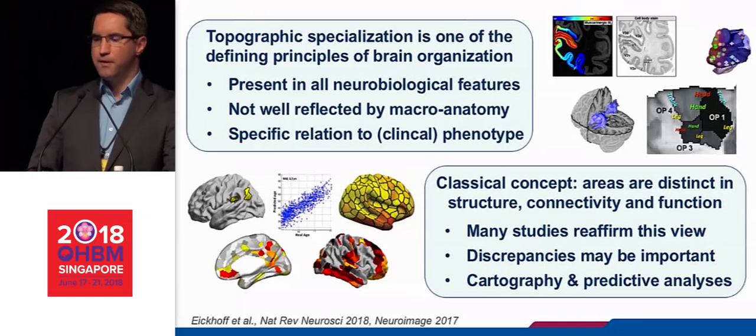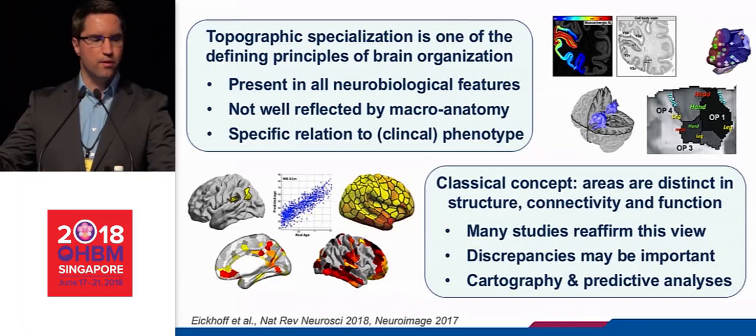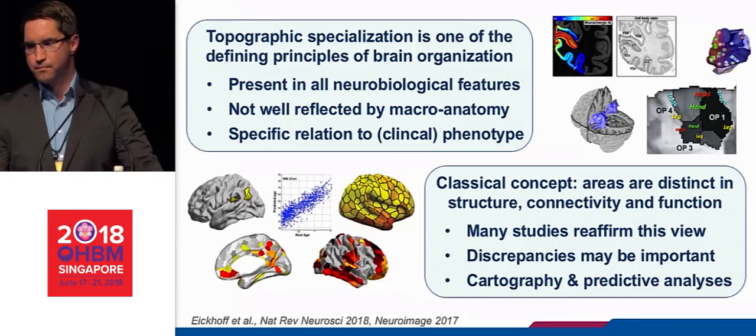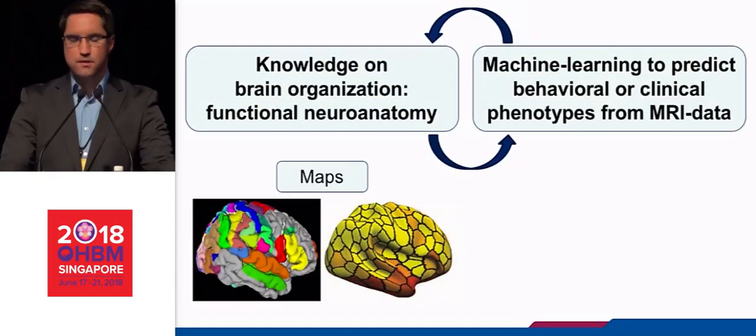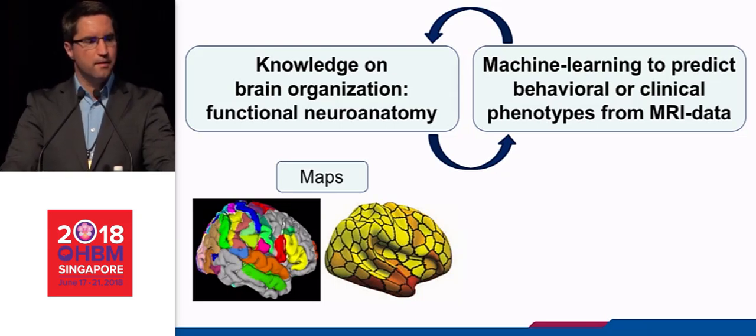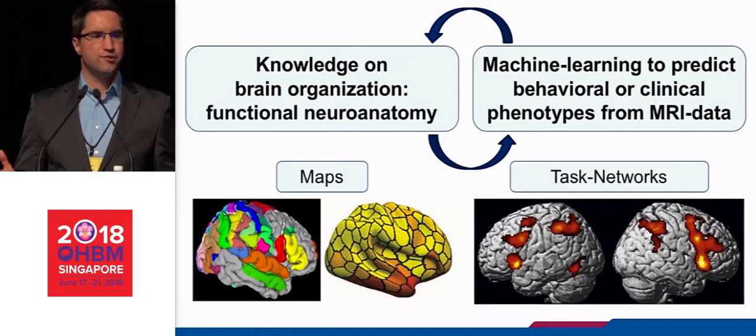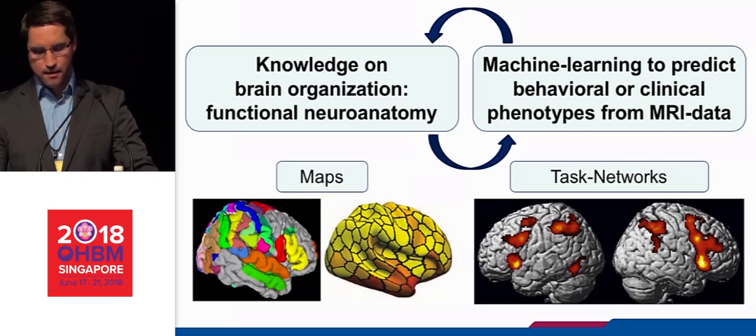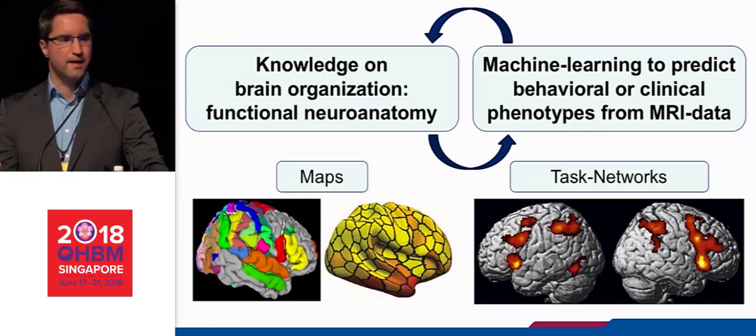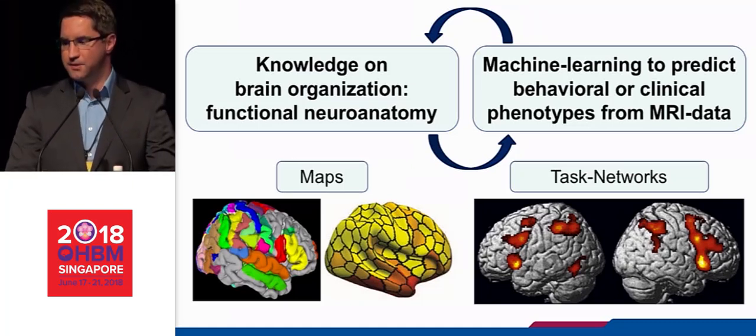So I would argue, and hope I have convinced one or the other of you, to really move towards this field, combining cartography and predictive analysis. So this is relating big data analysis, machine learning, to brain organization on the map side. But we also have the other side, the side of distributed networks, task activations. There's a huge literature, and people at these conferences are also using many different tasks to probe brain responses to various stimuli, contextual demands, and so on.